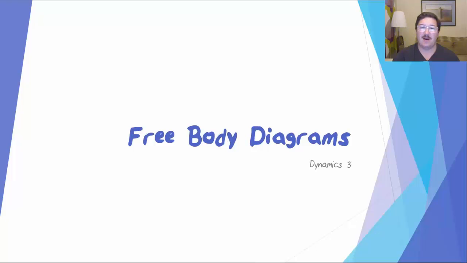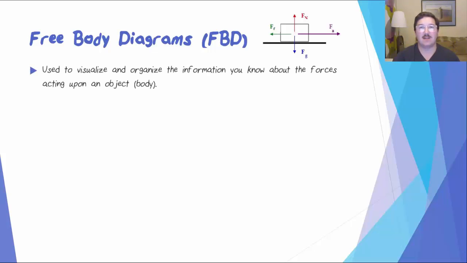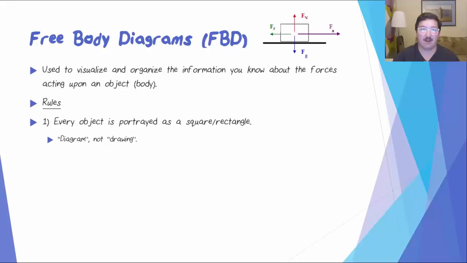The third lesson in dynamics is about free body diagrams. We will often be examining objects that have multiple forces acting upon them. In these cases, we will draw free body diagrams, or FBDs. These are used to visualize and organize the information you know about the forces acting upon an object, or a body. There are some rules to how we draw these. First of all, every object is portrayed as a square or a rectangle. This is a diagram, not a drawing.